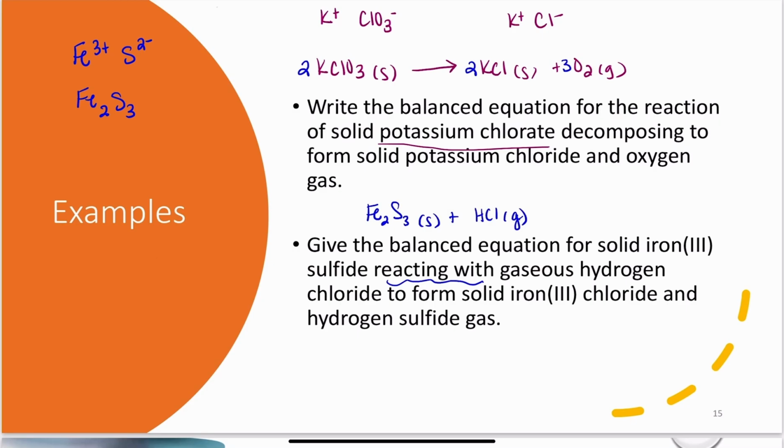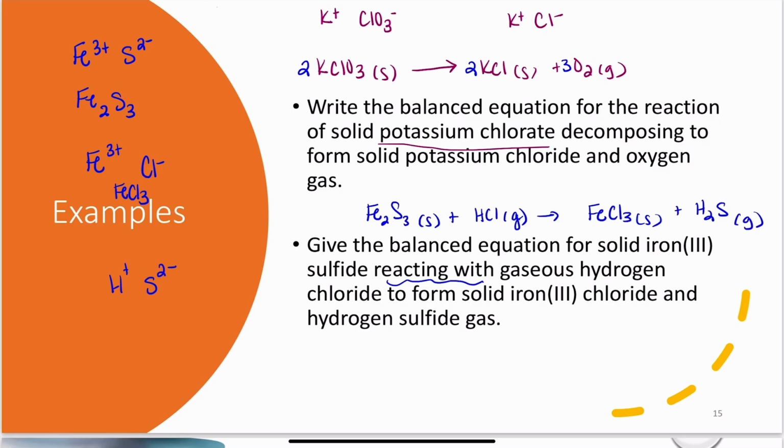To form solid iron 3 chloride, so again iron 3 means Fe3 plus, chloride is a Cl minus, so that's going to give me FeCl3. To form means your arrow. FeCl3, and that is a solid phase. And hydrogen sulfide gas. Again, this one is not the most helpful naming, but I know sulfide is S2 minus. And in order to make it hydrogen, I have to make this neutral. I need 2 of these to make this neutral. So this will be H2S in the gas phase.